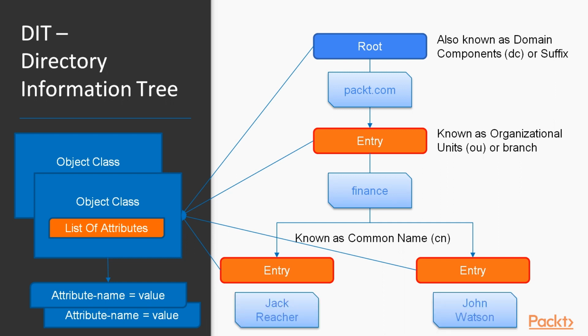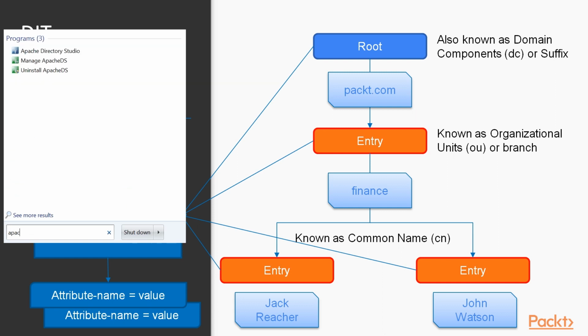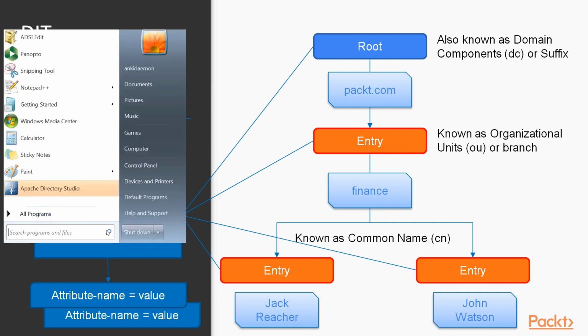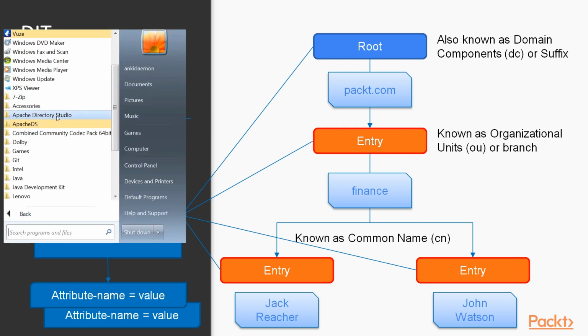All right, now after installing Apache Directory Server, let's see how it looks. We'll go and search for the Apache that we just installed. We'll have Apache Directory Studio, and another link would be Manage Apache Directory Server or Uninstall Apache Directory Server. Let's take a look from the menu instead of searching. So this is how Apache Directory Server and Apache Directory Studio look.